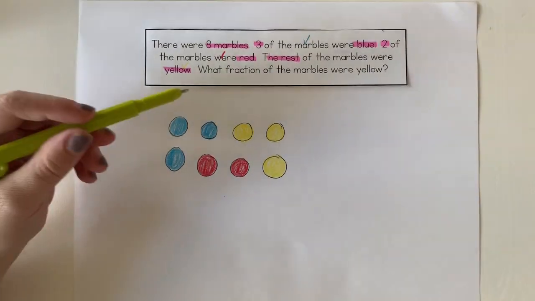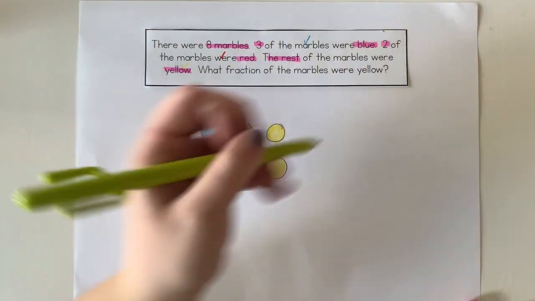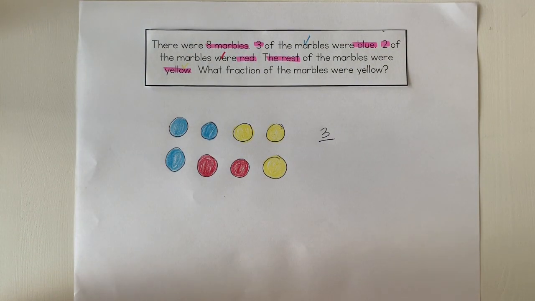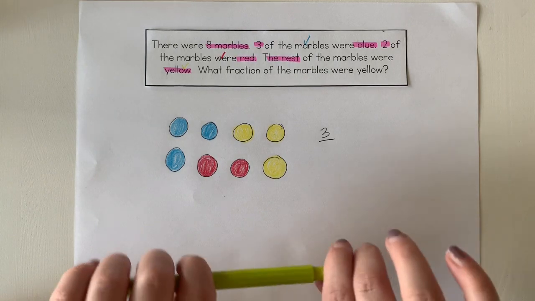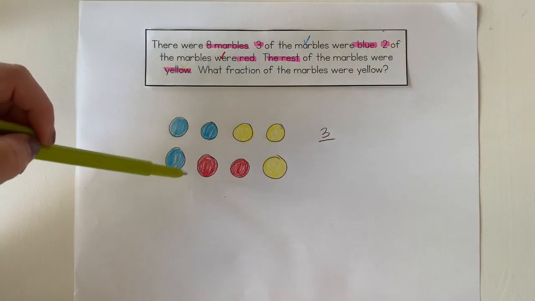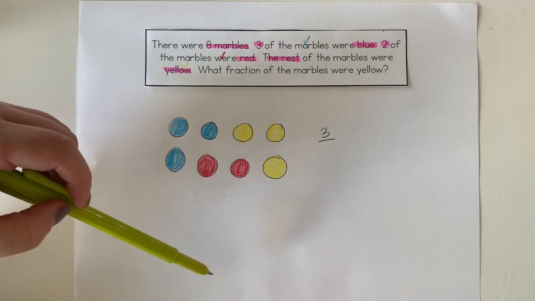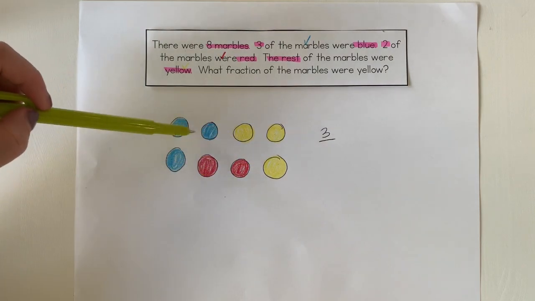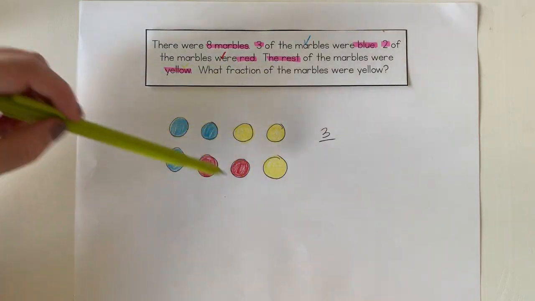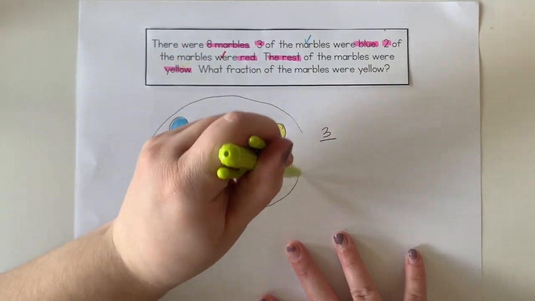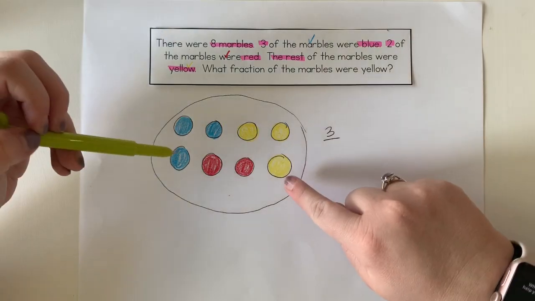I'm going to count the number that I colored yellow. 1, 2, 3 are yellow out of. Now, here is what you need to remember when we're talking about parts of a group. I'm counting all of the marbles, not just the yellow and red, not just the yellow and blue, not just the yellow ones. This whole thing is all of my marbles, which means the denominator is the total.